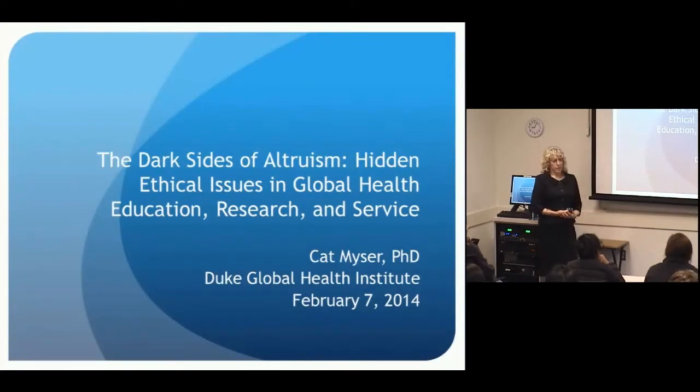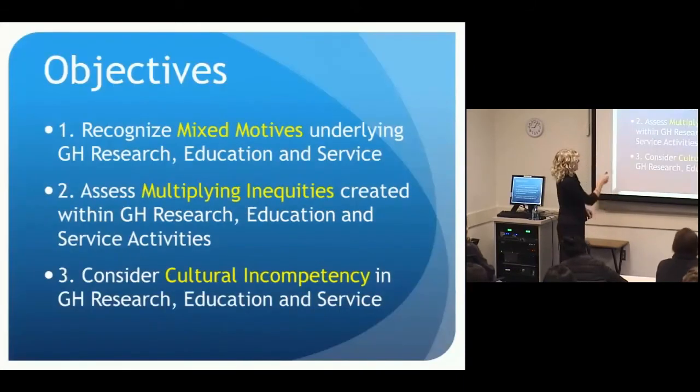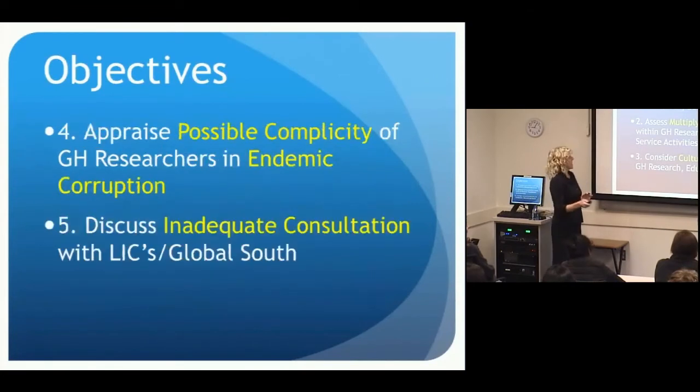And I don't want anyone to get scared when I'm going to talk about the dark sides of altruism or sound really judgy, ethics judgy. I have a passion for global health, like I'm sure everyone in this room, and that's what I'm driven by. And this is encouraging positive self-reflection and proactive self-reflection before we go off and do things, so we could prevent harms and damages we might do in our work with our passion. So I want to look at things like mixed motives, multiplying inequities, cultural incompetencies, and some general incompetency, possible complicity in endemic corruption, and inadequate consultation with our partners in lower and mid-resource countries.